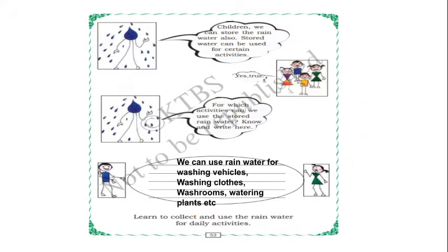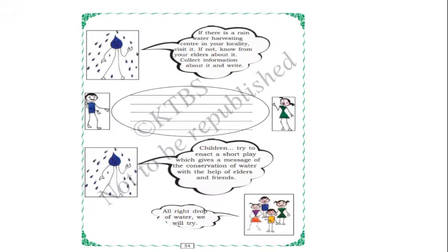We can use rainwater for washing vehicles, washing clothes, washrooms, and watering plants, and in front of our homes and in our school ground also we can use the rainwater, isn't it? Yes. Learn to collect and use the rainwater for daily activities. Okay, we can store the rainwater and use it for many purposes.